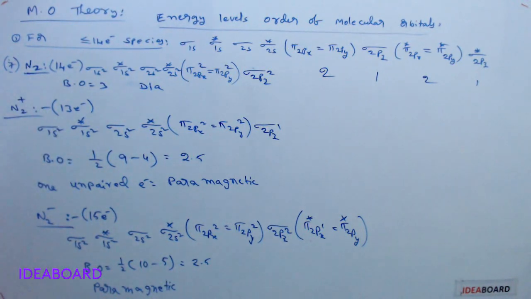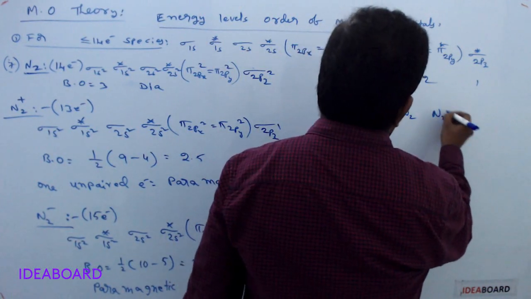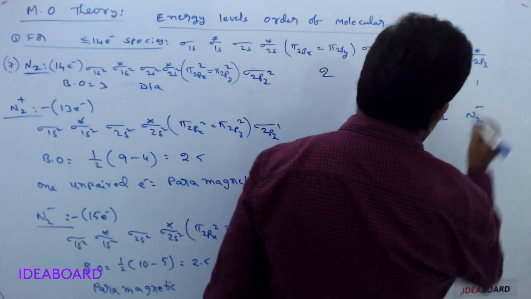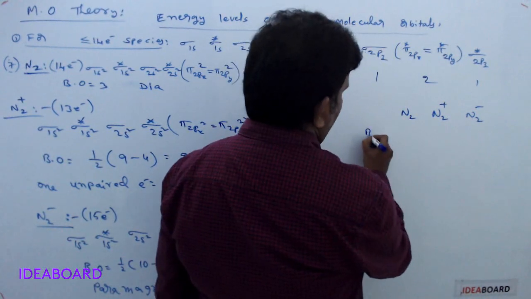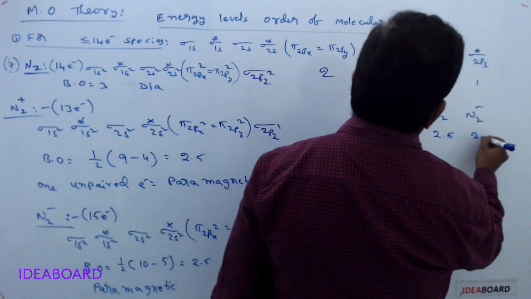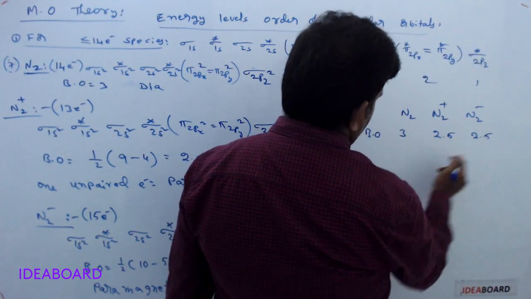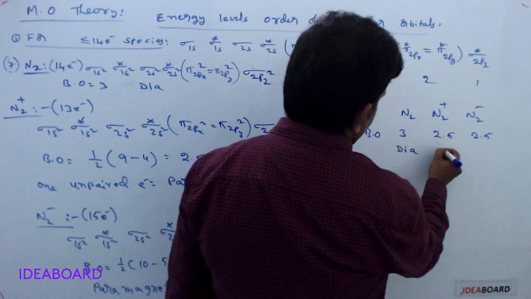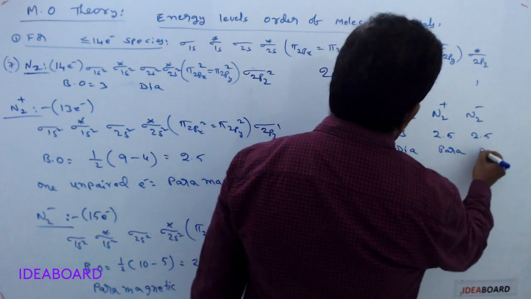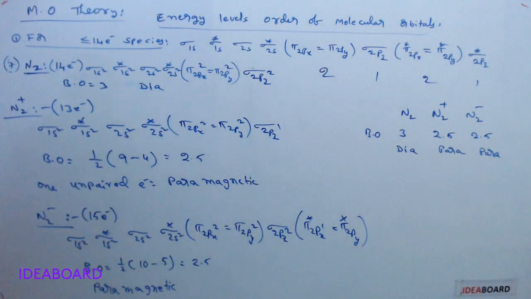So please remember, I am writing these three: N2, N2 plus, N2 minus. In N2, the bond order is 3; here it is 2.5 and this is 2.5. Both have the same. N2 is diamagnetic, and N2 plus and N2 minus are paramagnetic. Okay. You try for N2 plus 2 and N2 minus 2 also. You can write it easily.